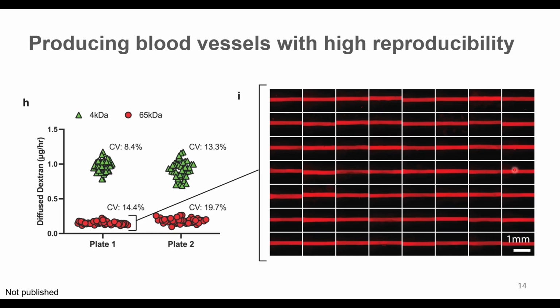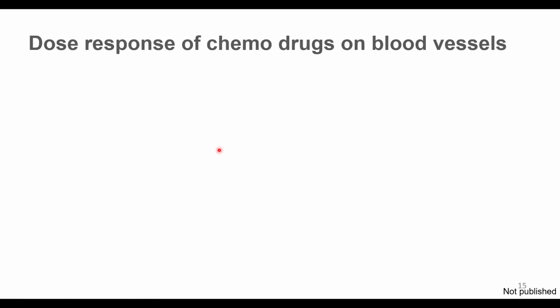So we can really scale this up with high reproducibility. Here we measure the permeability of these tubular vessels, and you can see there's very small variation between these vessels within the same plate, and also from plate to plate, between different plates. And then we can scale this up to the entire plate.